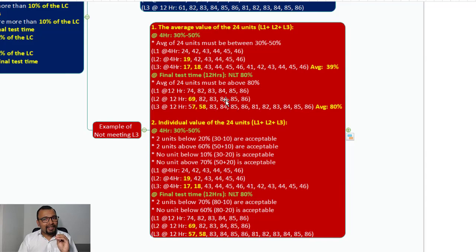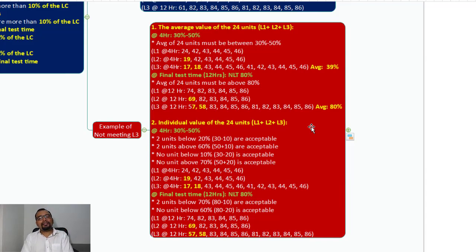The final test time point is the 12th hour, and the requirement is what? The average of 24 units must now be not less than 80%, should be at least 80% or above. So L1, L2, L3 results are on your screen, and if you calculate the average of these results, you will find 80%. So it is still meeting the acceptance criteria.